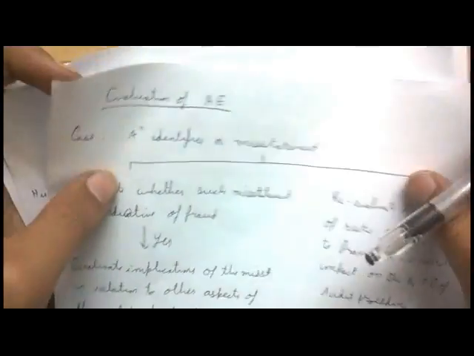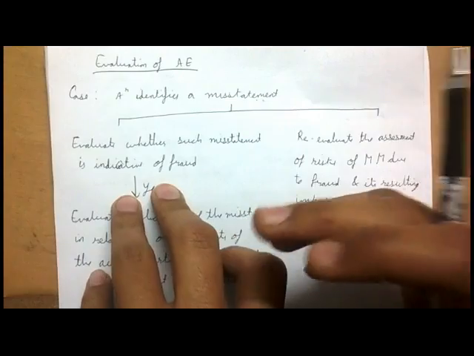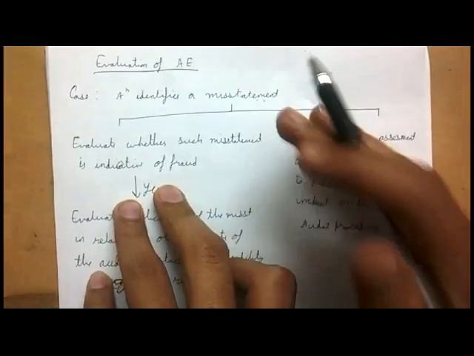Because, see, on the very first page, I told you that misstatements can arise from a fraud or from an error. So if you have identified a misstatement, you need to evaluate whether such misstatement is indicative of fraud, whether it is arising from fraud. First of all, evaluate this.